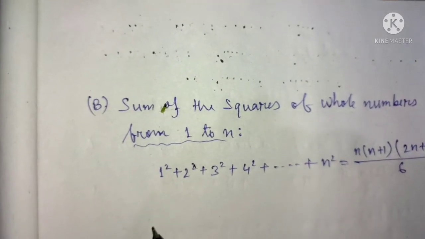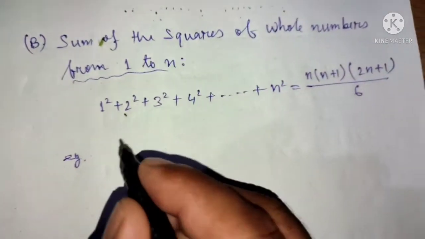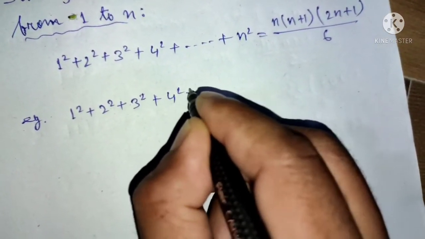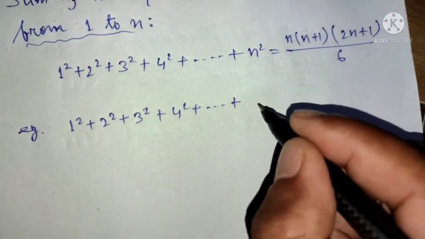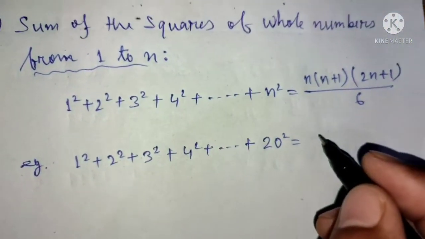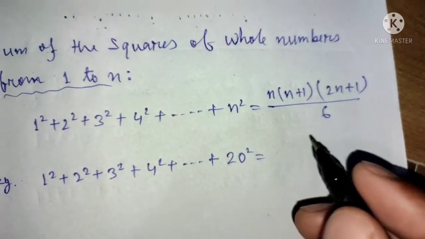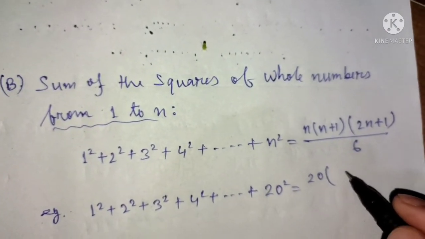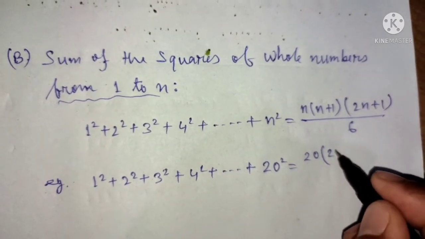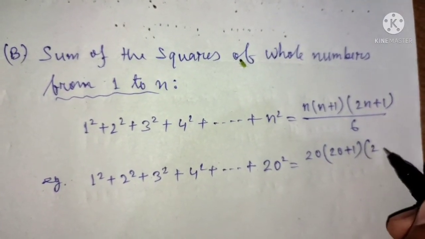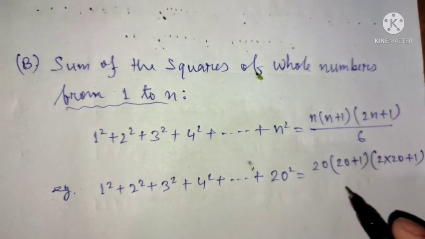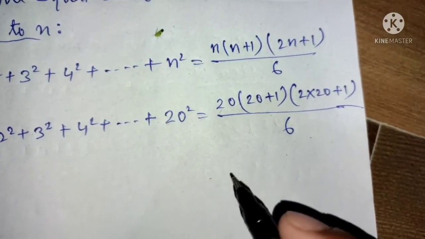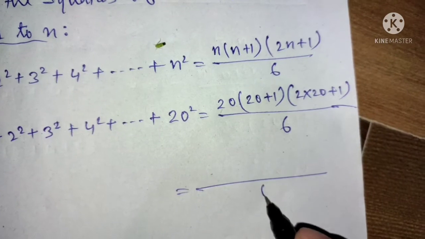As an example, we can consider 1 square, 2 square, 3 square plus 4 square ... plus, in place of n square, suppose there is 20 square. We can consider other numbers also. Then every n you have to replace by 20. So 20, then inside the bracket 20 plus 1, then 2n means 2 into 20 plus 1, whole divided by 6. Then you calculate now.